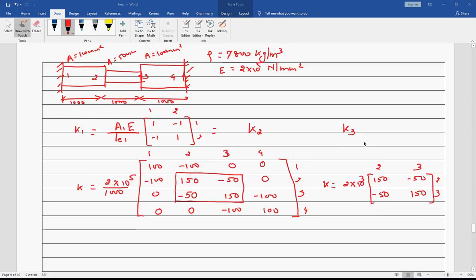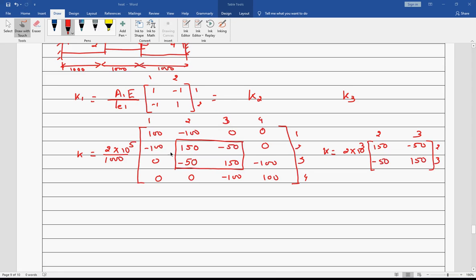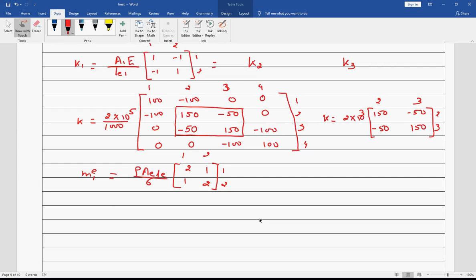Okay, fine. So now I go with the mass matrices. The mass matrix of element 1 is rho A_E L_E by 6 times [2, 1; 1, 2]. This is 1, 2, 1, 2. And again in this case the difference is only of area.